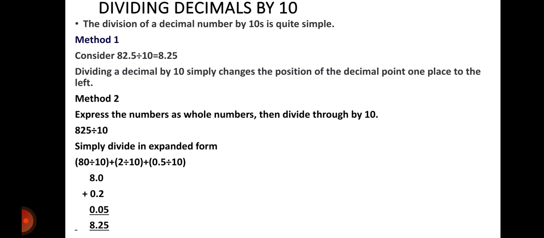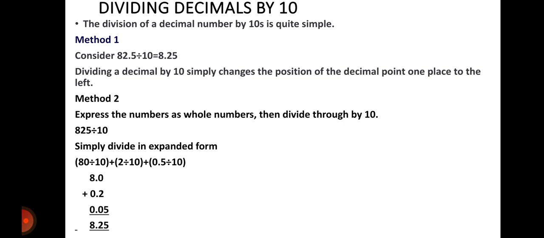So let us look at method 2. Let us express the numbers as whole numbers first, then divide through by 10. Pretend that there is no decimal point. Let the number become 825 divided by 10. So you can use an expanded form method to do your division.